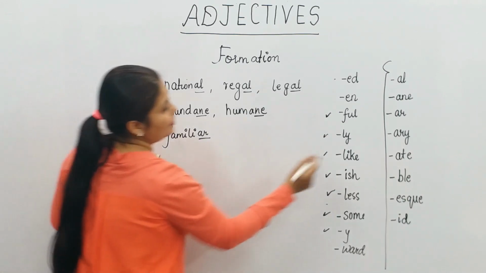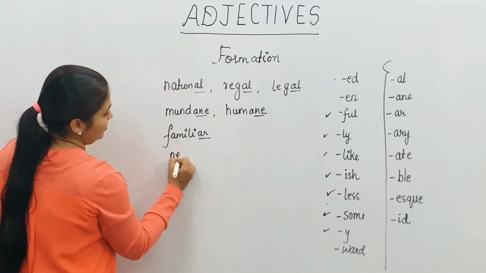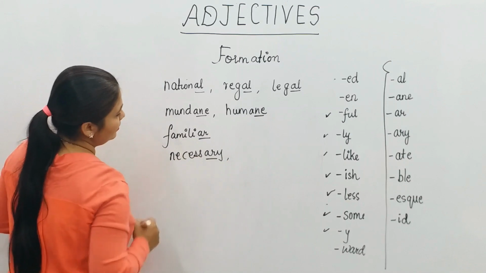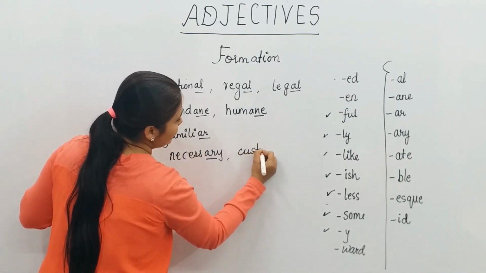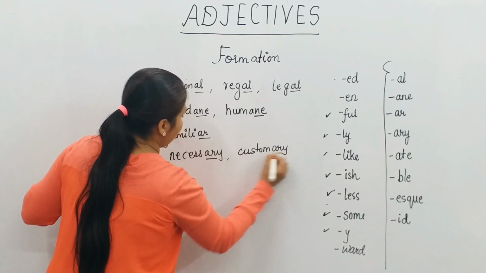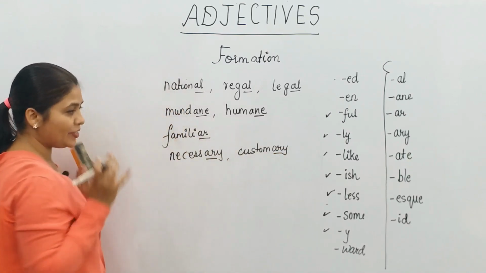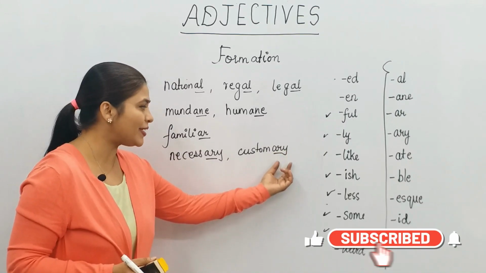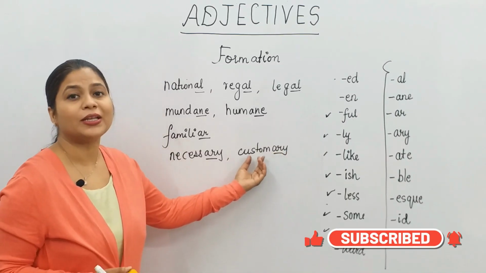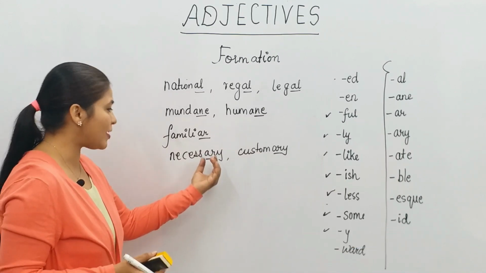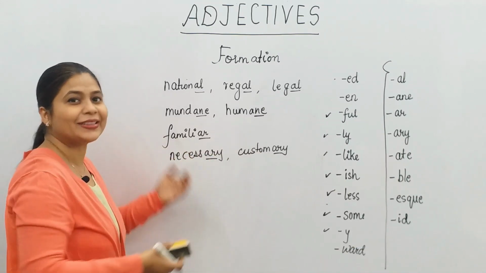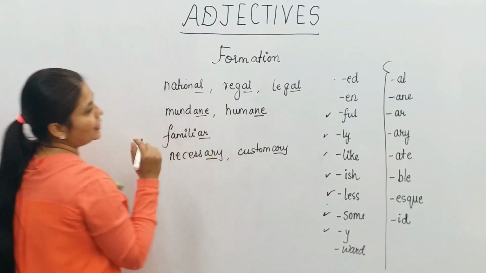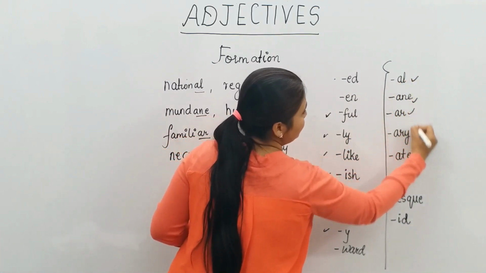Let's do the next one. ARY. Necessary. So that we'll pick up another. Customary. Necessary, customary are adjectives made by adding the suffix ARY. Here you have added the suffix ARY to the noun custom. The noun form of necessary is necessity. Okay, so we have finished with this, and this.